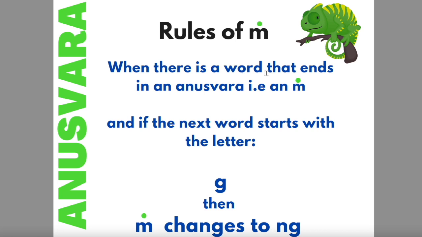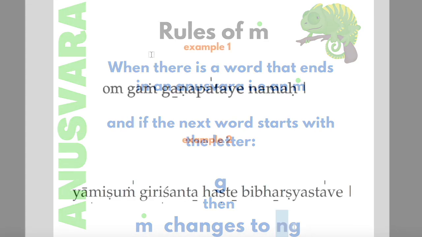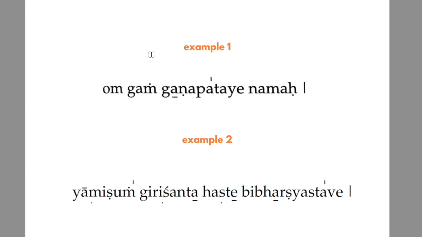When there is a word that ends in an anuswar that has a M with a dot on top, and if the next word starts with the letter G, then the M changes to an ng sound. This makes sense when we look at a very good example found in the Ganapati Atharva Sirsham. We have Om, Gam, Ga going low, Na middle, Pa going high, Ta middle, Ya middle, Na middle. And what do we have? A Visarga. So we say Namaha.